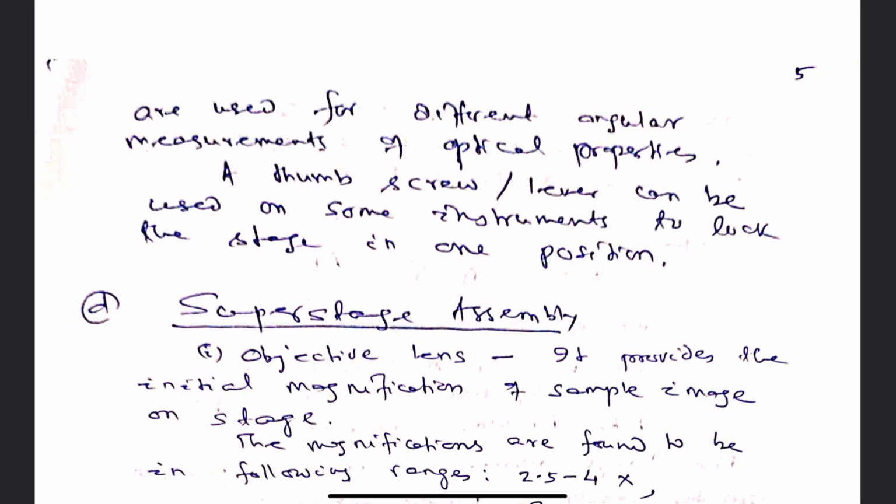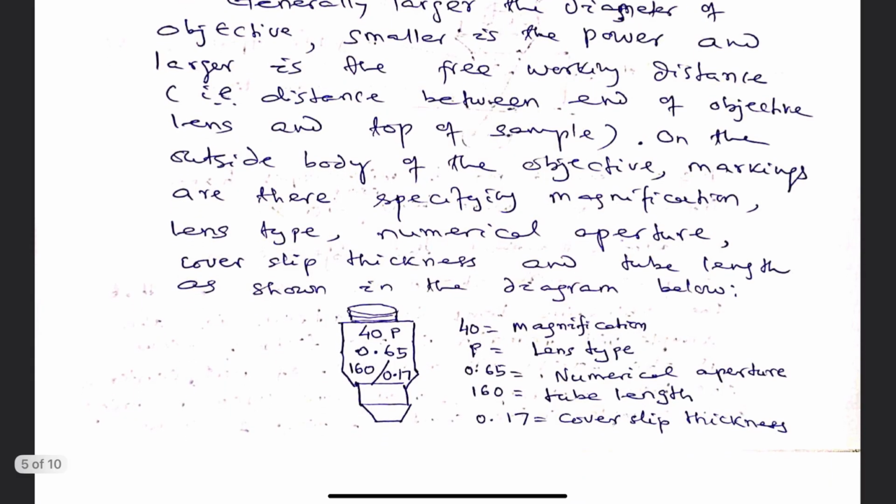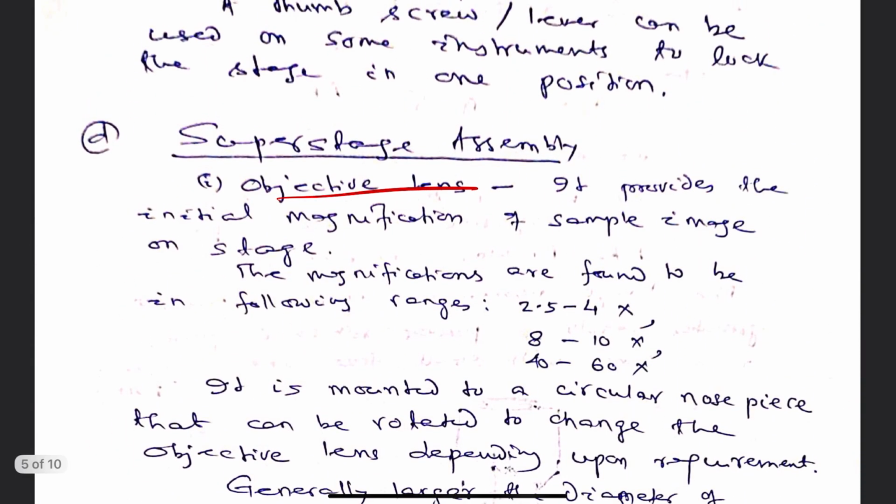Then we have the super stage assembly. It includes the following parts: objective lens, then we have the slot for analyzer, over that we have the Bertrand lens, and on the top we have the eyepiece.